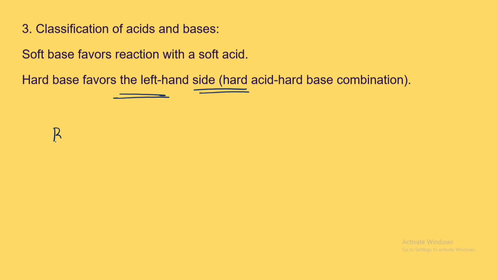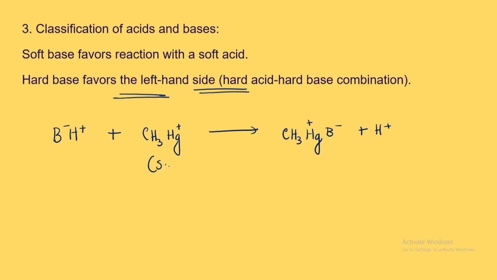So let us look into the example. B-H, so H+ is a hard acid and B- is a soft base. Then we have CH3Hg+, which is a soft acid. So you're going to get CH3Hg-B. Along with that, H+ is removed. So we know that this is a soft acid and this B- is a soft base. Both of these will combine together, and in this case, the forward reaction is favored, right?